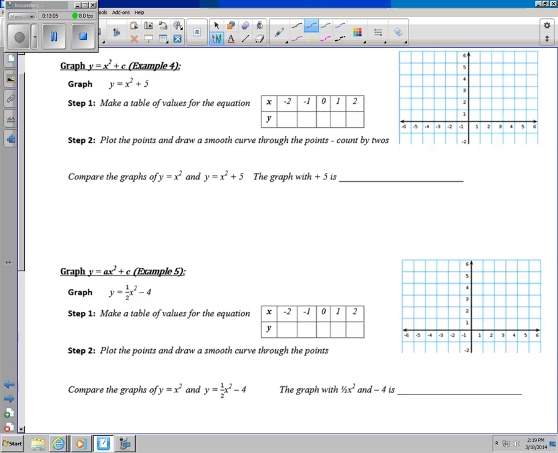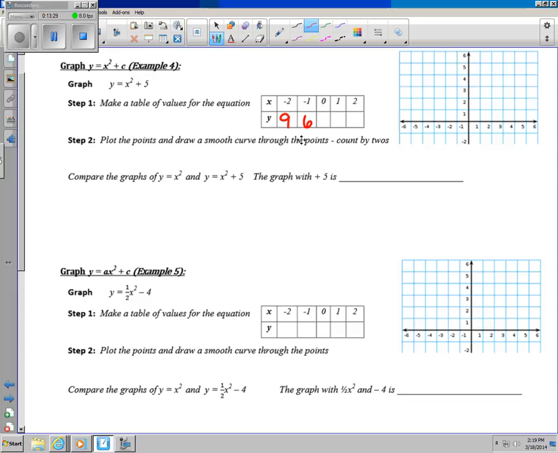We're going to have just a constant there. C is a constant. There's no variable, there's no x. For this example, we're going to have y equals x squared plus 5. So again, we're going to make a table of values for the equation. This time when we do negative 2 squared, we get 4, and 4 plus 5 is 9. Then negative 1 squared is 1, and 1 plus 5 is 6.